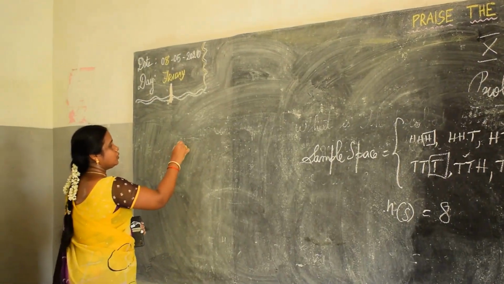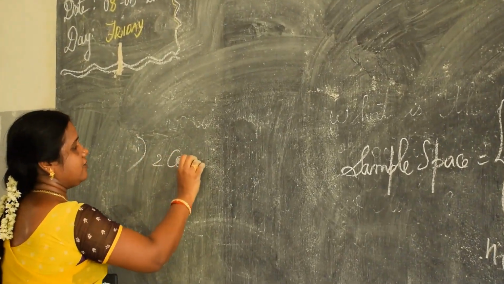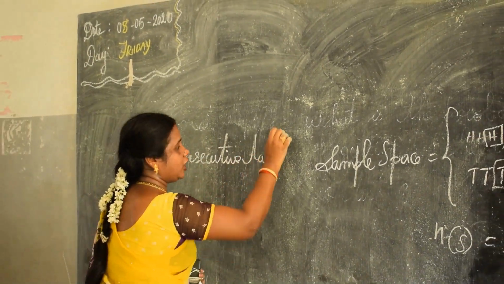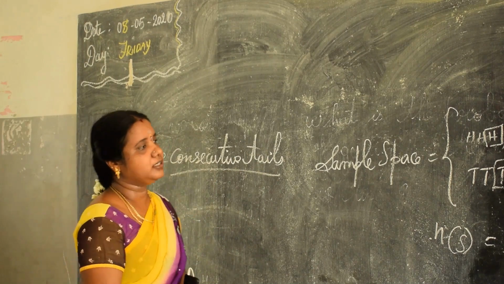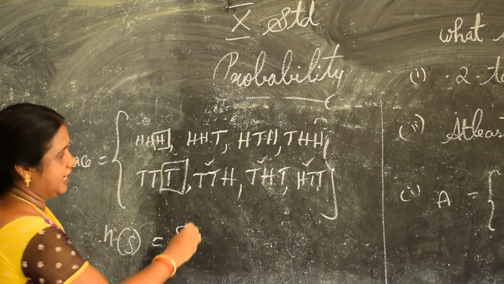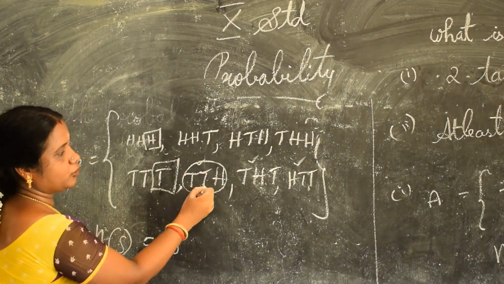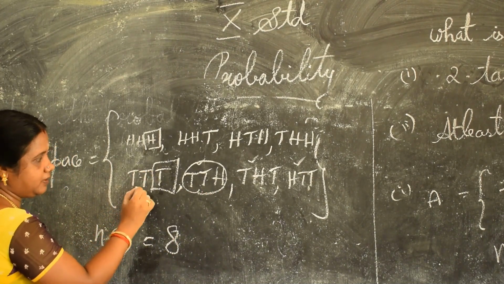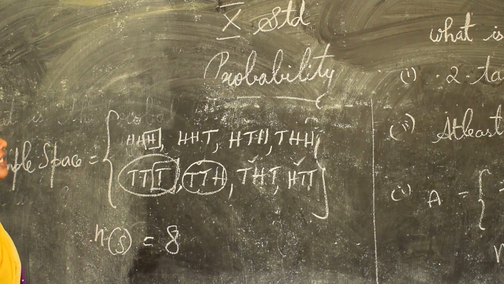See, 2 consecutive tails. See our sample space. Consecutive na adutthadutthu irukkira tails edho adhai mattum dhaan ezhudhanum. You have to write that alone. See here, where is the 2 consecutive tails? This one. Pakkathula irukkanum tails. Here also anga 3 irundhalum here you are having 2 tails. Pakkathula irukku. So this is also our sample space.